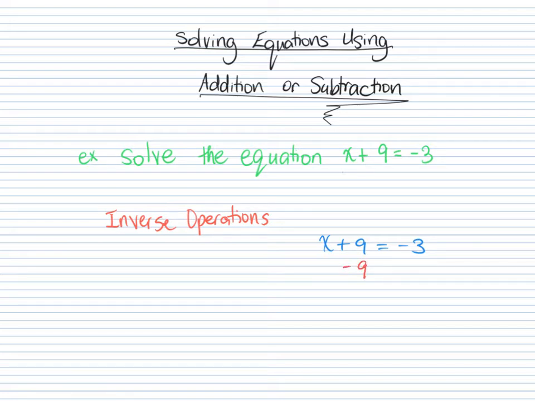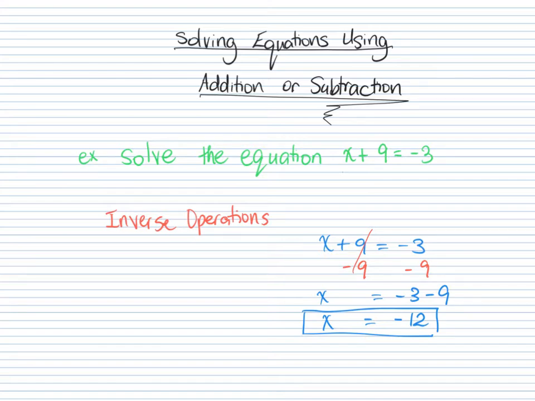But I can't just say, okay, I'm just going to take 9 away from one side just because I feel like it. No, whatever I do to one side, I have to do to the other side of the equation. So I have to subtract 9 from that side as well to get an equivalent equation. All right, so now that I have 9 subtracted from both sides, I'm going to get the x alone, which was my goal. All right, so x is equal to negative 3 minus 9. And so now we can just simplify that and we get that x is equal to negative 12. All right, so that's how you use inverse operations to solve an equation when adding or subtracting.